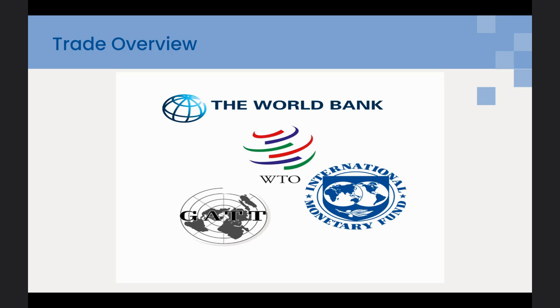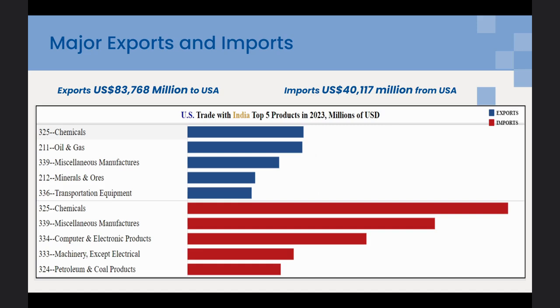Looking at the trade overview, India's commitment to international trade is highlighted by its shift from GATT to WTO, creating a favorable market for US companies. Looking at the trade statistics in 2022, India exported 83.3 billion to the US, mainly computers, electronics, and chemicals, while importing 40.1 billion, primarily chemicals and oil and gas. This vital trade relationship provides significant opportunities for US firms, particularly in the technology and electronics sectors.